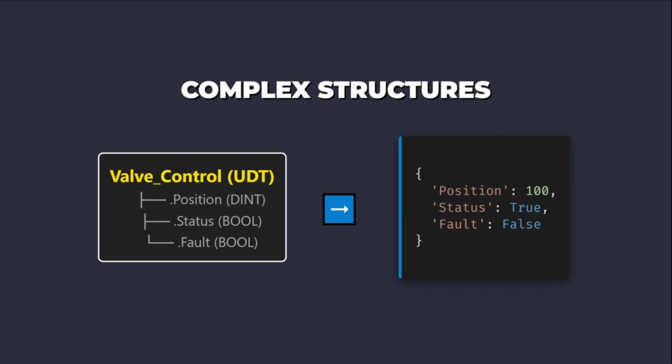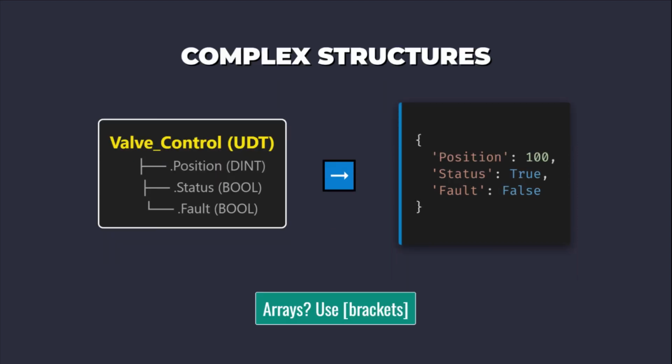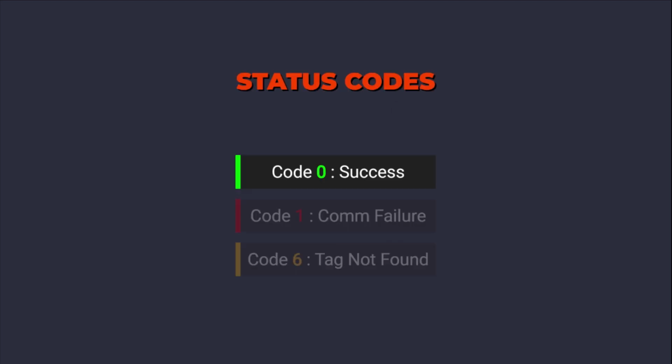valve_control.position. Pylogix returns the entire user-defined type as a dictionary if the parent tag name is requested without a member suffix. The dictionary keys correspond exactly to the member names defined in the ControlLogix structure. This dictionary structure simplifies serialization into JSON or database records. Remember that array indices are specified using square brackets, such as array_data[5].